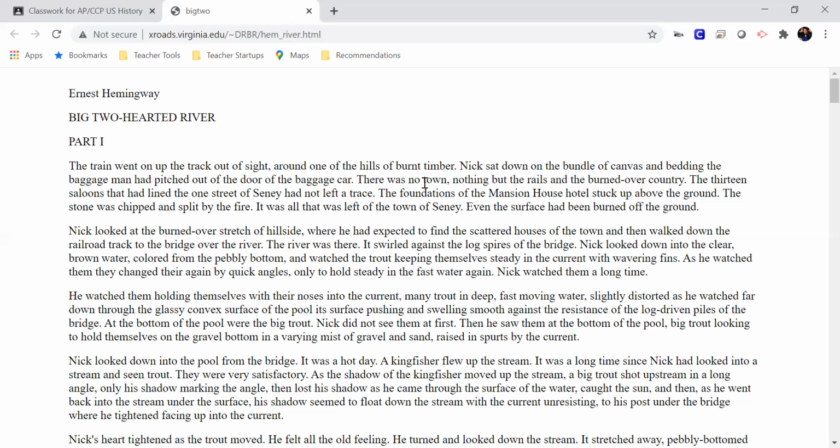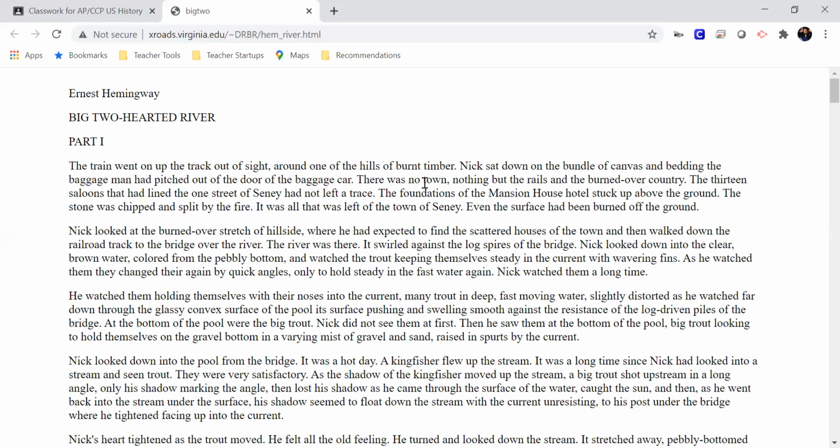I'll give you a key to this. His main character, Nick, looked at the burned over stretch of hillside where he had expected to find the scattered houses of the town and then walk down the railroad track to the bridge over the river. The river was there. It swirled against the log spires of the bridge. Nick looked down to the clear brown water, colored from the pebbly bottom, and watched the trout keeping themselves steady in the current with wavering fins. As he watched them, they changed again by quick angles, only to hold steady in the fast water again. Nick watched them a long time.